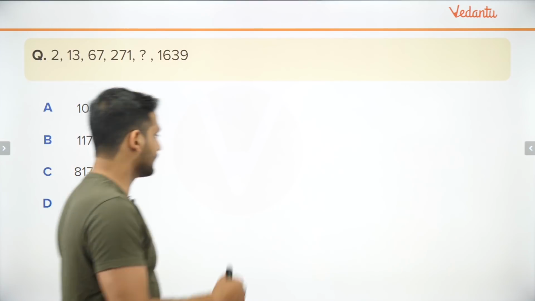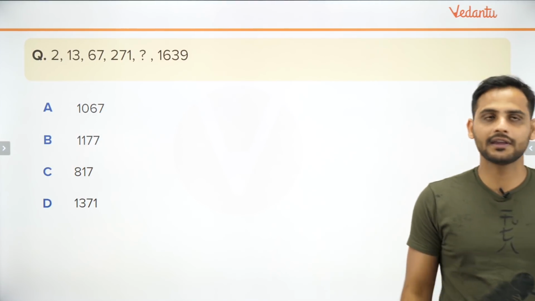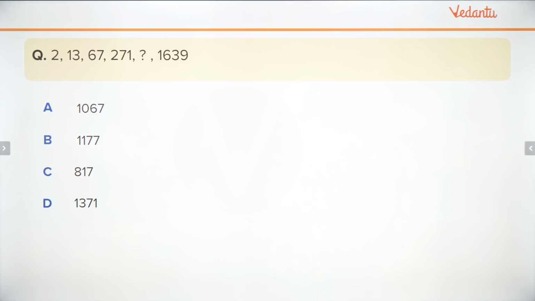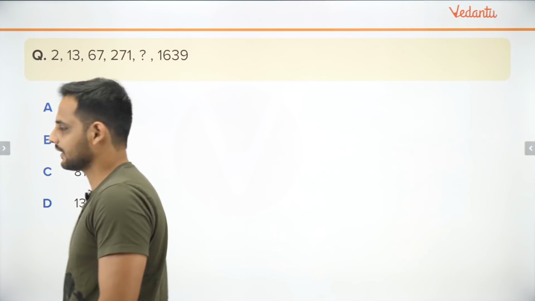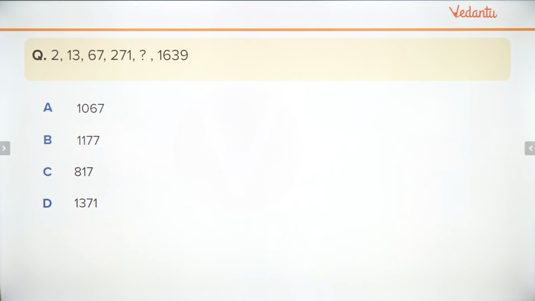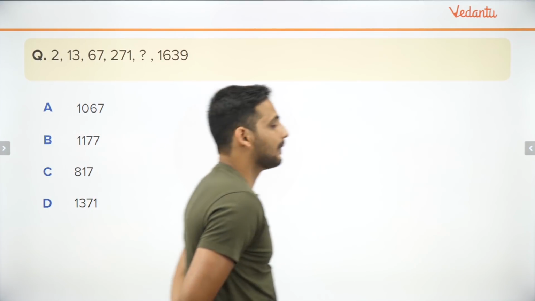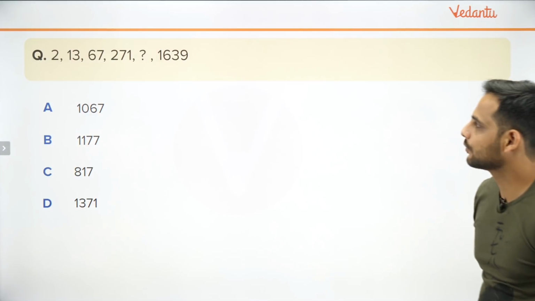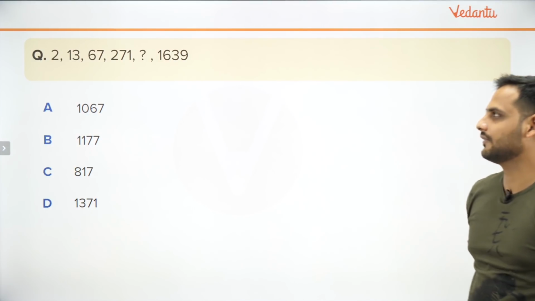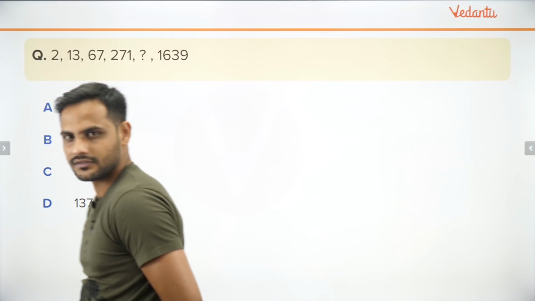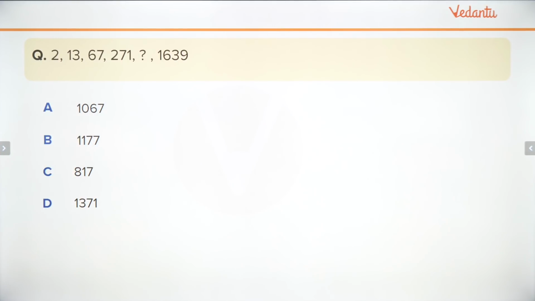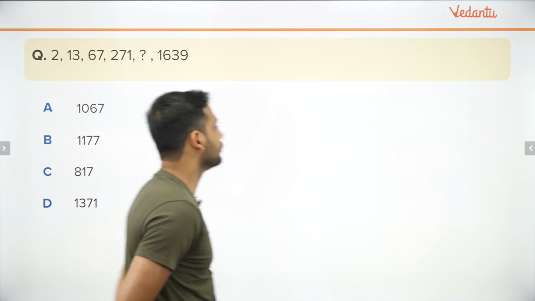Now, let us look at these questions one by one. The first question is the series 2, 13, 67, 271, something, and then 1639. If you look at the differences, 13 minus 2 is 11, then 67 minus 13 is 54. Again, as you can see, it is not making any sense.